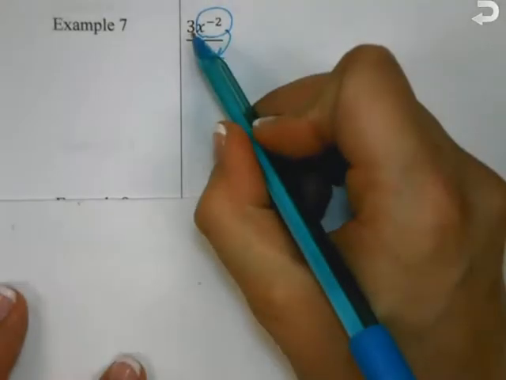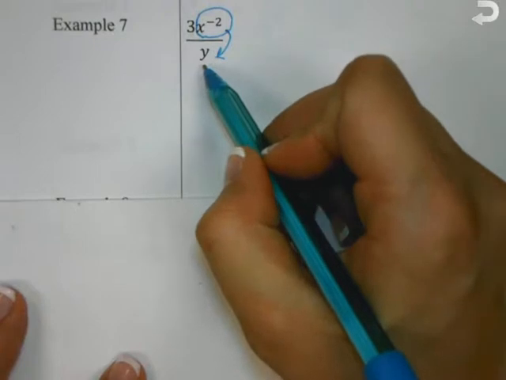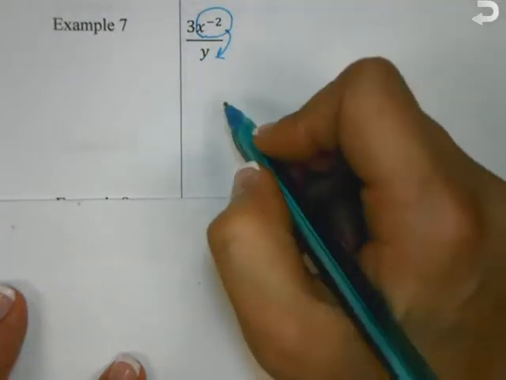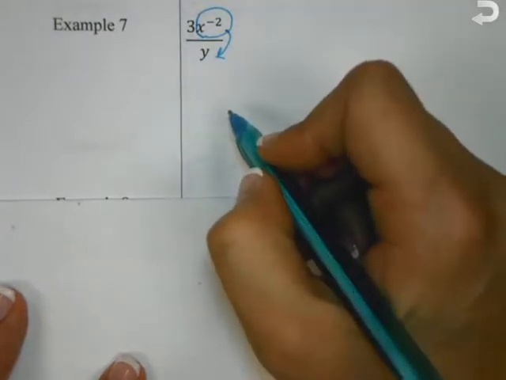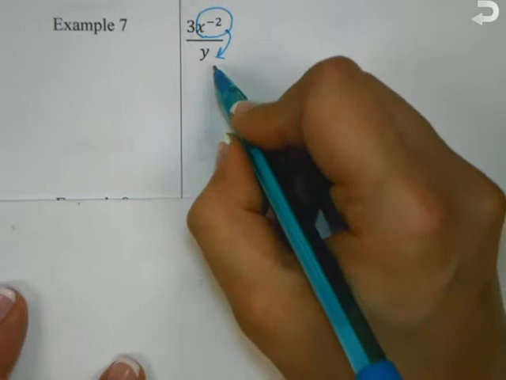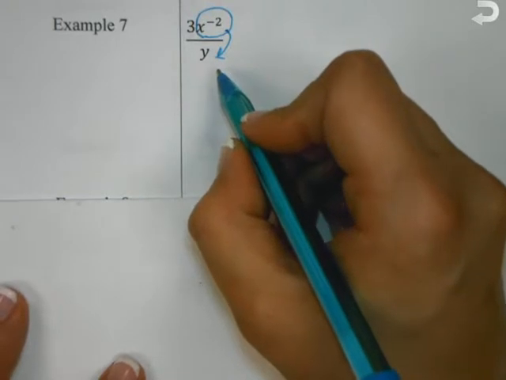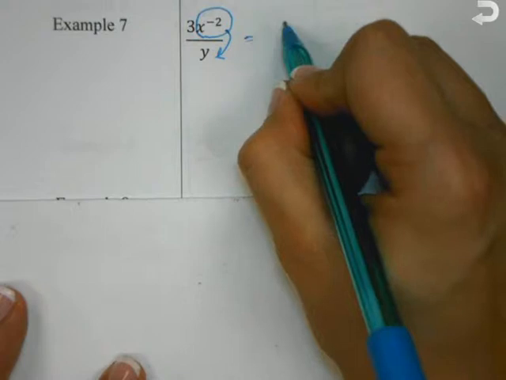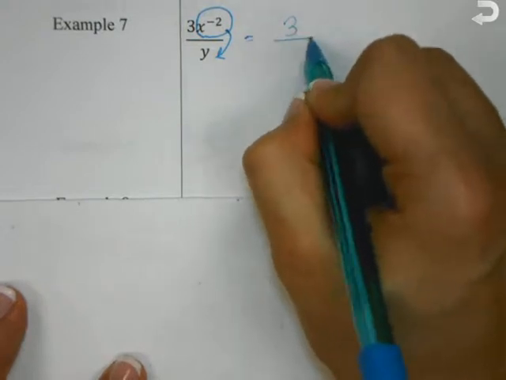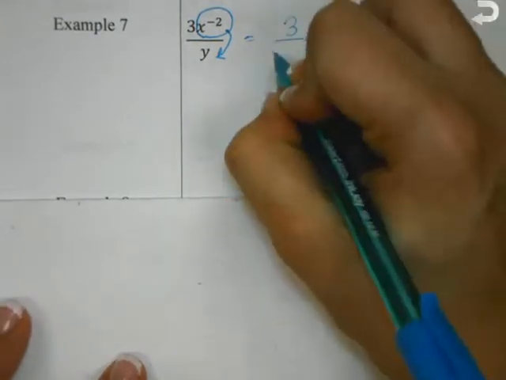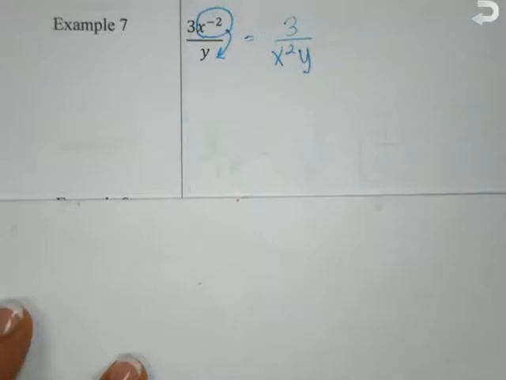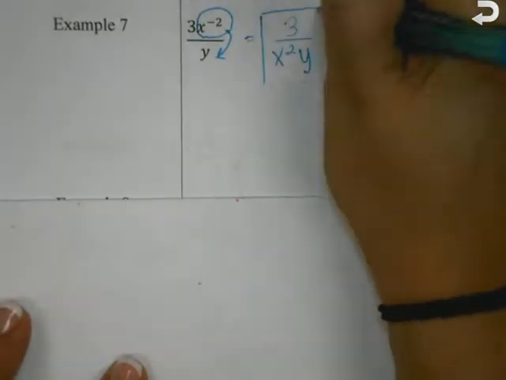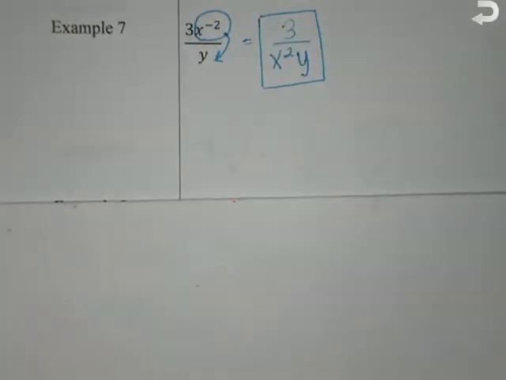No. Does the y have a negative exponent? No. So it's in the right spot, right? So what's on top? 3 over x squared. Y does not have a negative exponent, so it stays where it is. You only have to move the negative exponent.